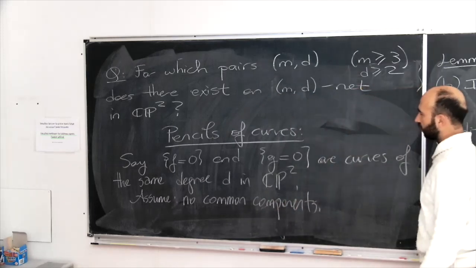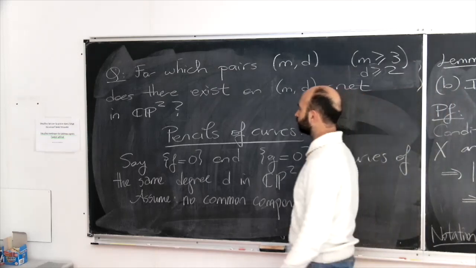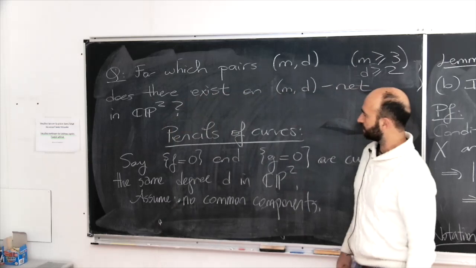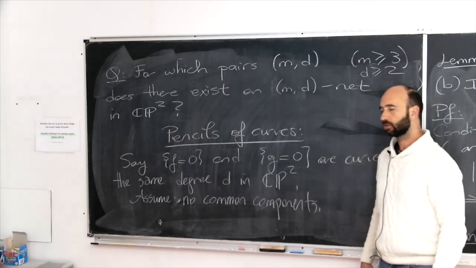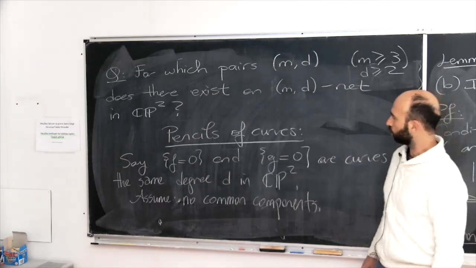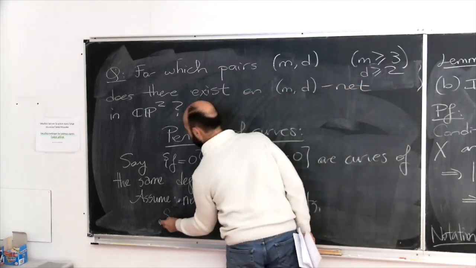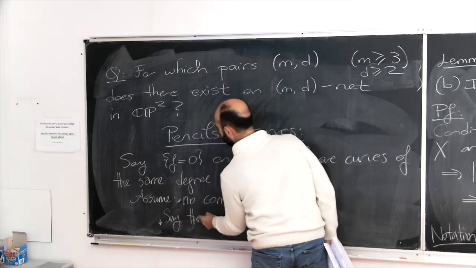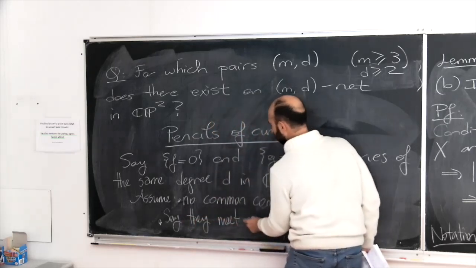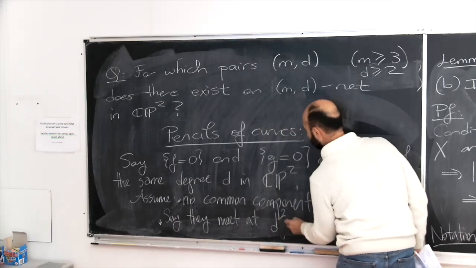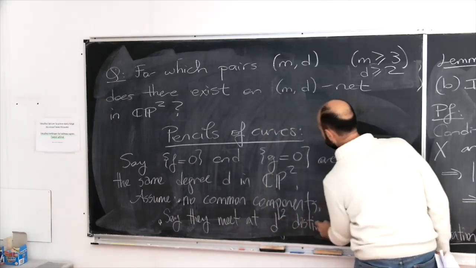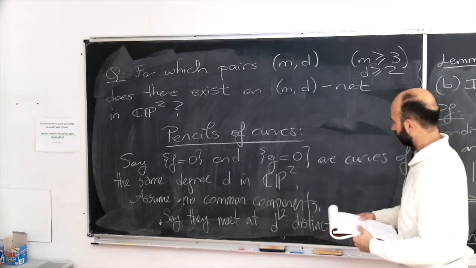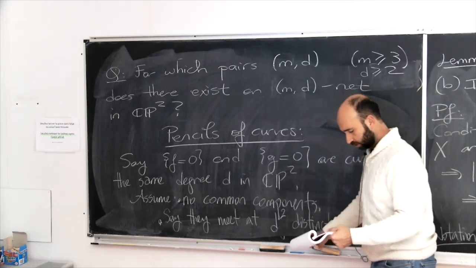Let's also assume for what follows, although this is not essential, that these two curves meet at the maximal possible number of points, which is by Bézout's theorem d squared. So say they meet transversely, therefore they meet at d squared distinct points. This is the maximum allowable by Bézout's theorem if they have no common components.